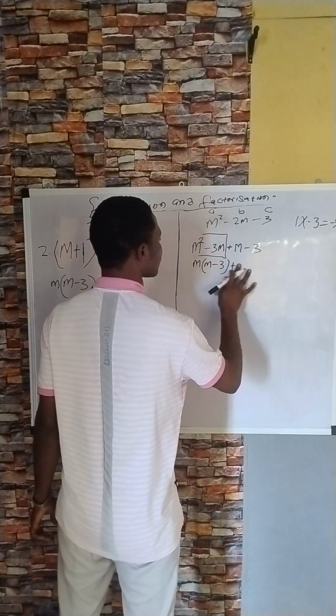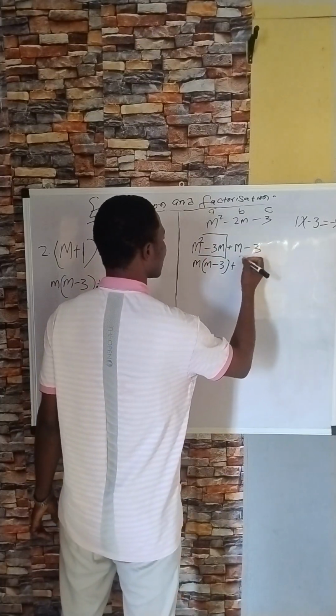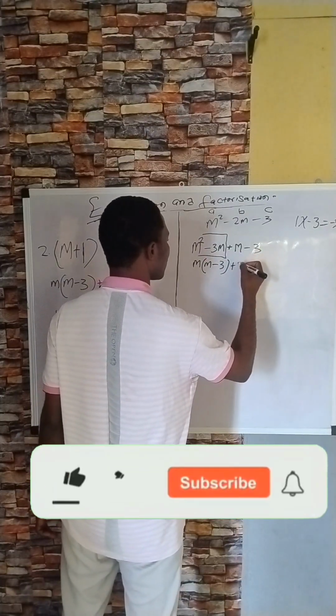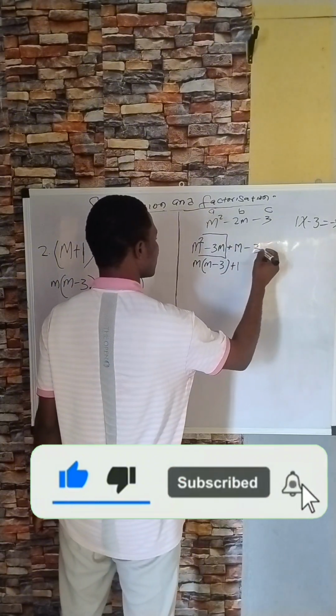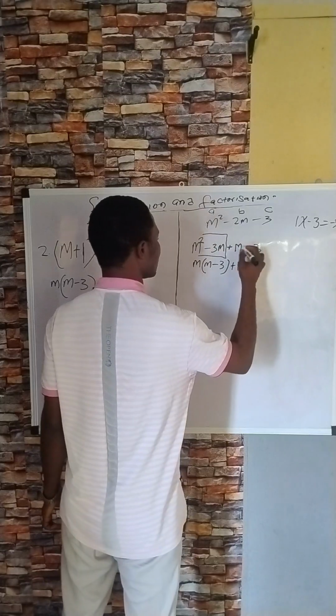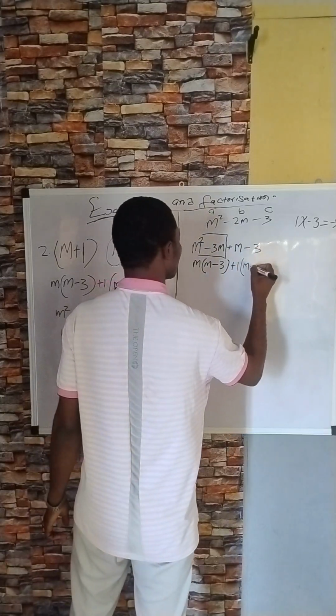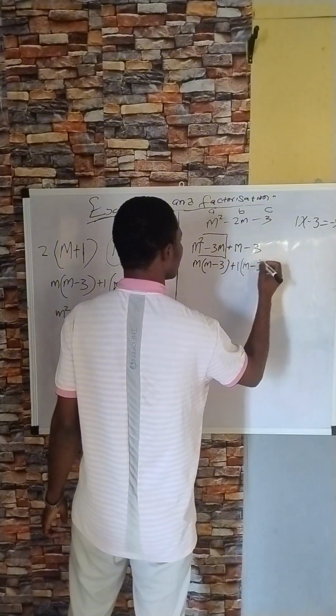Sorry. What are the common factors here? The common factor here is 1. Remember, this has the coefficients of 1. So 1 here will give you m. 1 times m will be m. 1 times 3 will be minus 3. Minus 3.